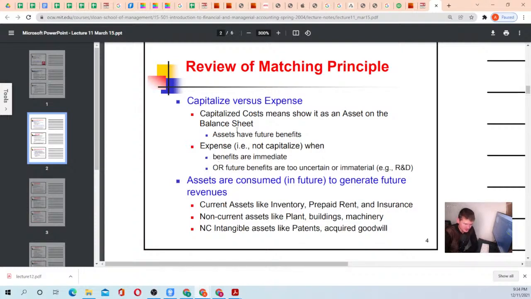So we did that. Does anyone have any questions related to capitalize versus expense? Maybe you have some example in mind. Please share.